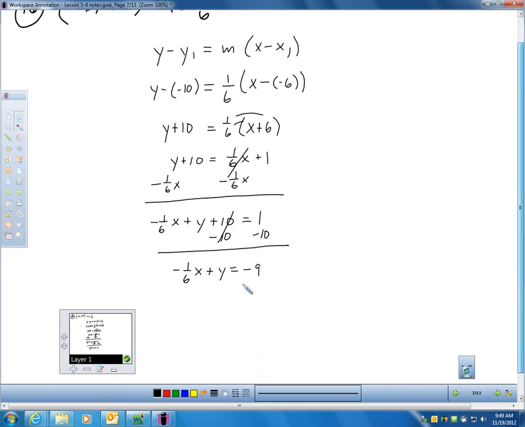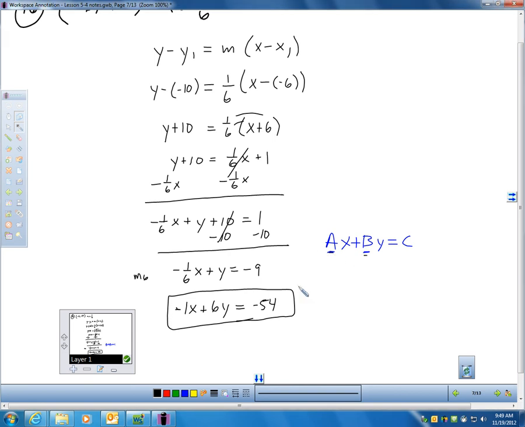Now remember, I can't leave this like this. I do not want A or B, my lead coefficients, to be fractions. Remember, in standard form, State of Michigan standard, as a teacher, I'm supposed to be telling you that A and B, when I write a standard form equation, must be integers. That means you can't have fractions or decimals here. Well, I can't have the negative 1/6. What I could really quickly do, if I multiply everything by 6 and write an equivalent equation, I'll get negative 1x plus 6y equals negative 54. There's an equivalent standard form equation where A and B are integers.